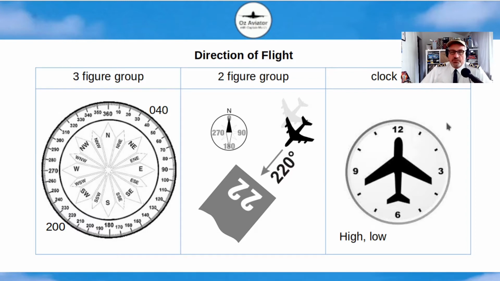This may also be used by air traffic control if they're wanting to alert you to another aircraft in your vicinity. Air traffic control may say there's an aircraft at your 3 o'clock, which is saying there's an aircraft off your right wing.